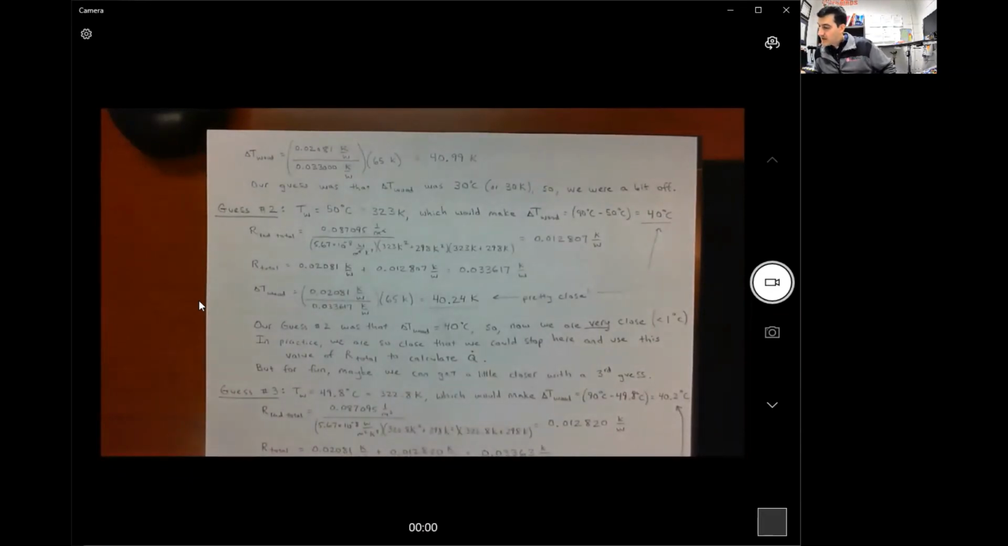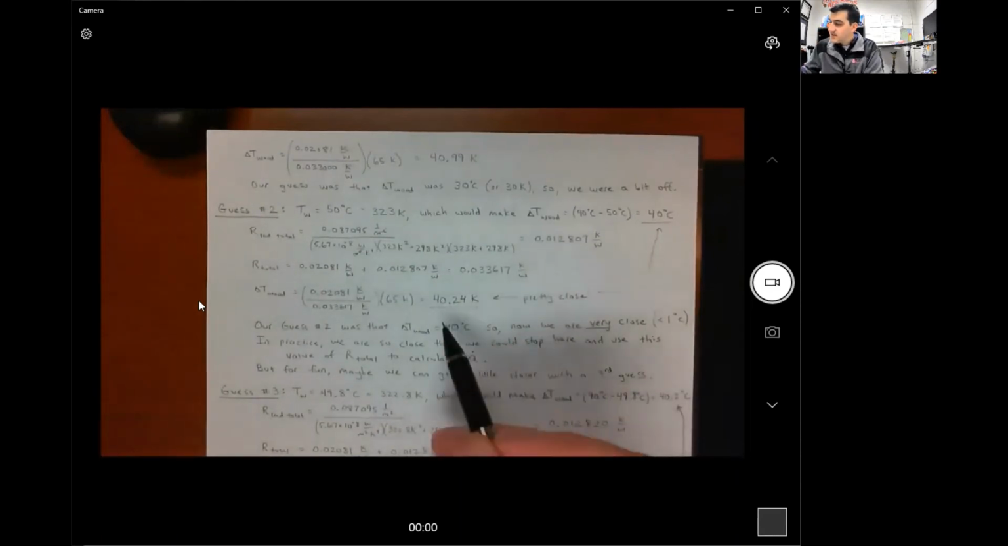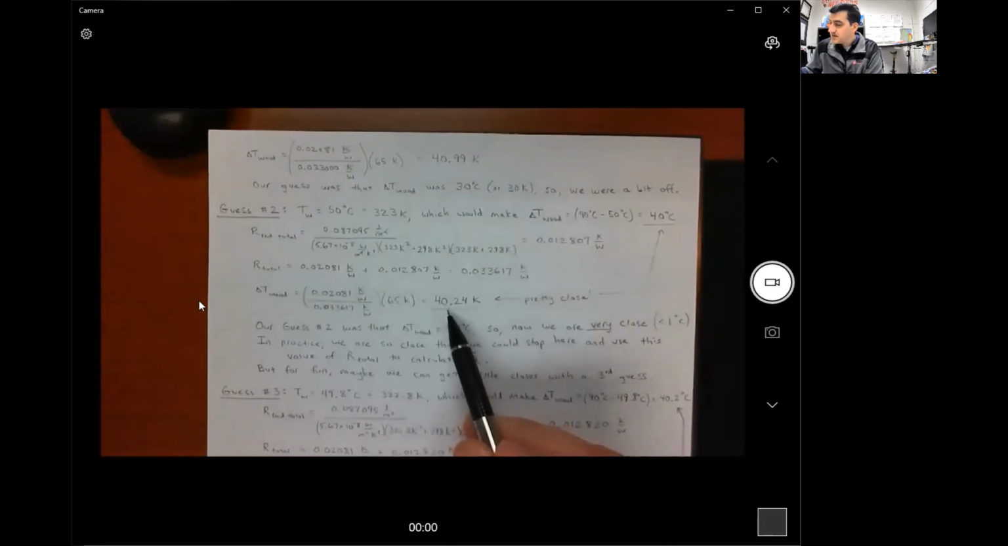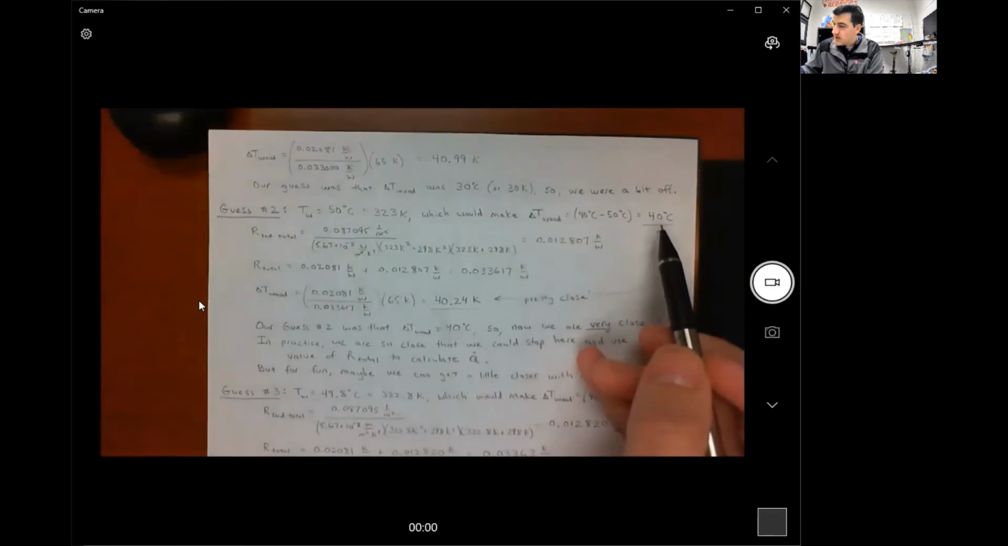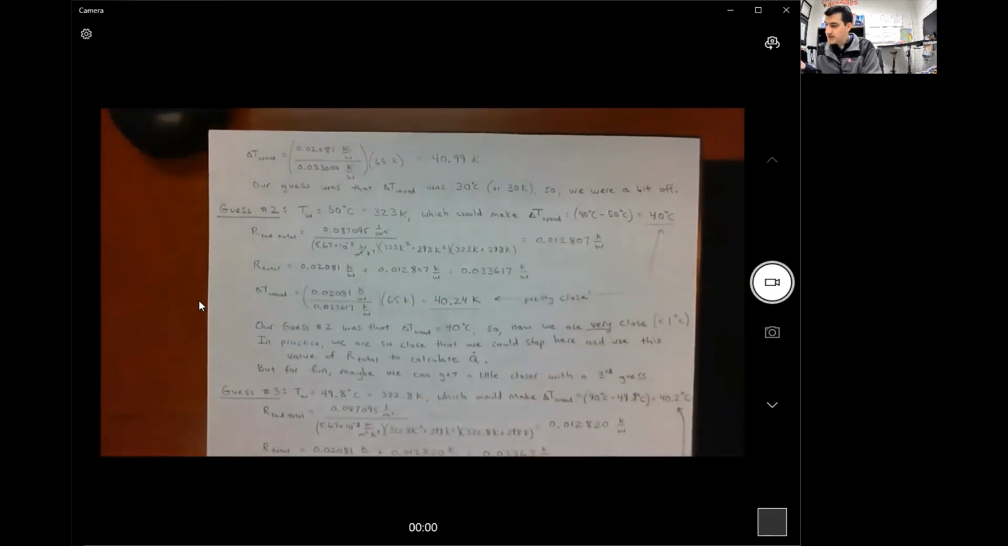So now I'm going to make another guess. We see that the delta T that we calculated here was still a little bit higher than our assumption. So I'm going to revise my temperature of the wood a little bit more, decreasing it by 0.2. Now I'm going to assume that the temperature of the wood outside of the barrel is 49.8 degrees Celsius, which is 322.8 Kelvin, which, if it's true, would make delta T across the wood equal to 40.2 degrees Celsius.